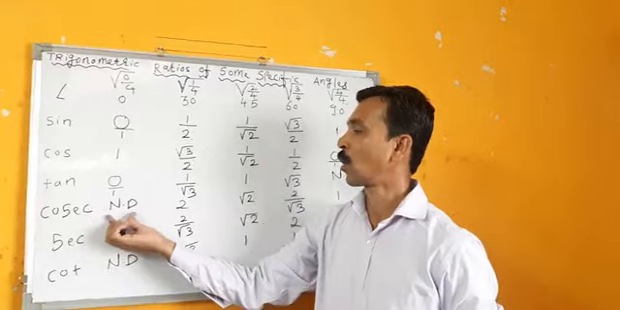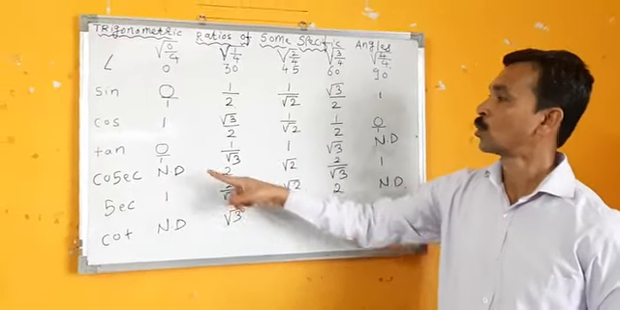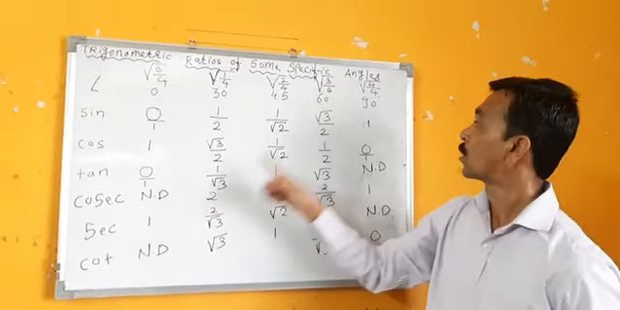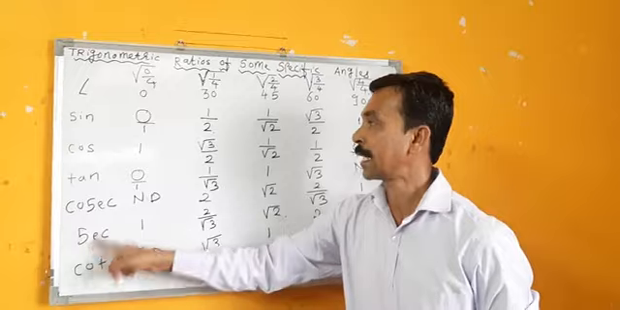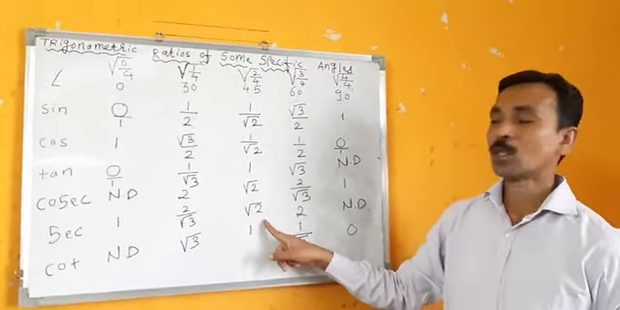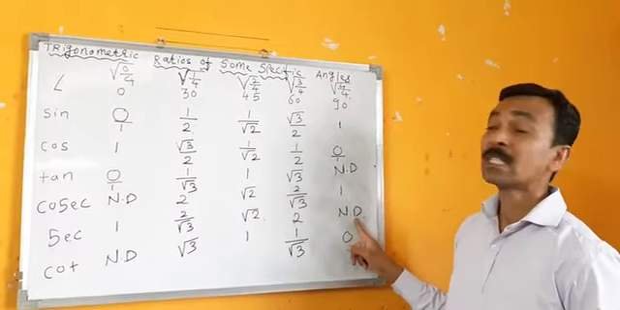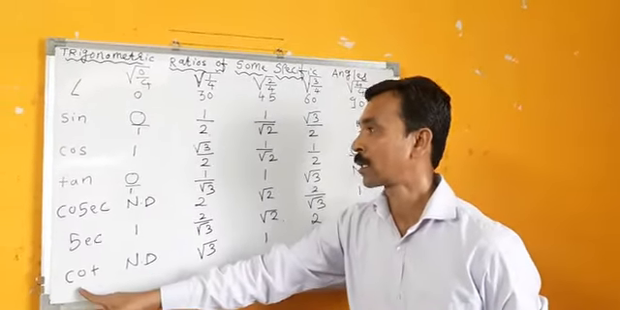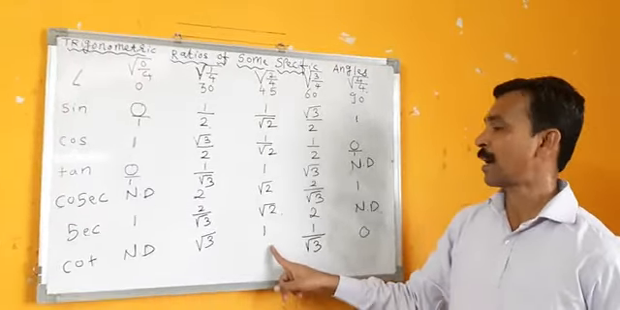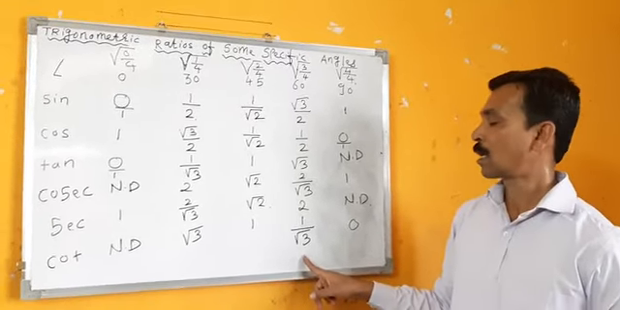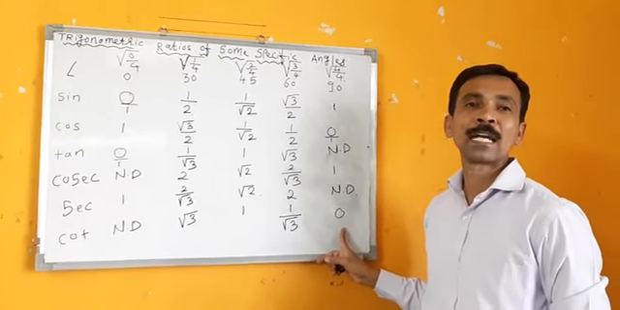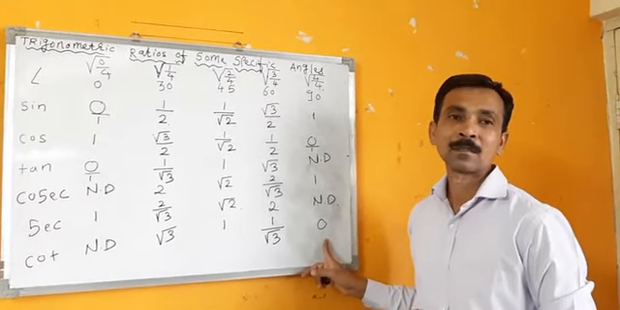Cosec 0, not defined. Cosec 30, 2. Cosec 45, root 2. Cosec 60, 2 by root 3. Cosec 90, 1. Sec 0, 1. Sec 30, 2 by root 3. Sec 45, root 2. Sec 60, 2. Sec 90, not defined. Cot 0, not defined. Cot 30, root 3. Cot 45, 1. Cot 60, 1 by root 3. Cot 90, 0. So this table will definitely help you to solve the examples.